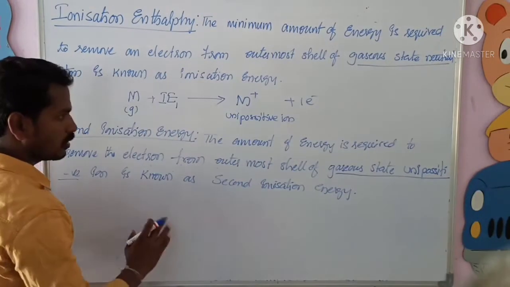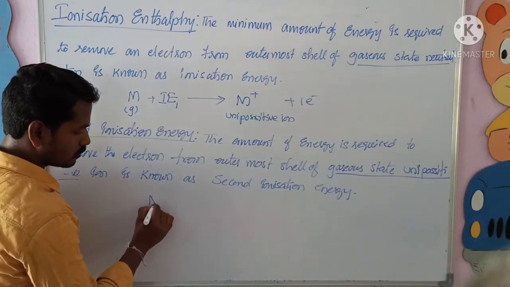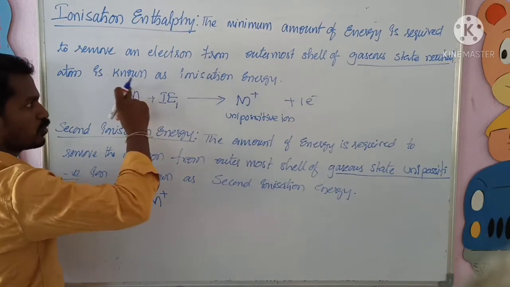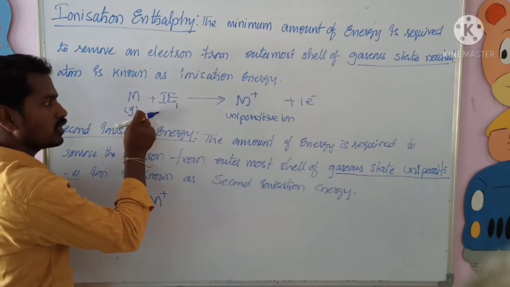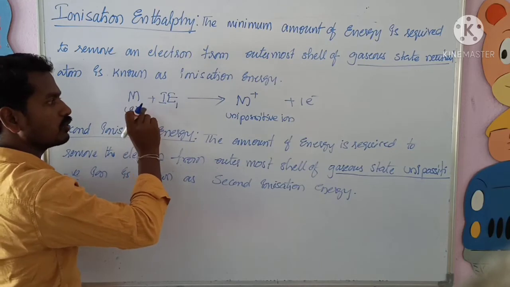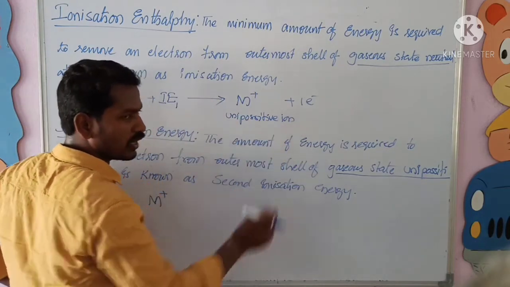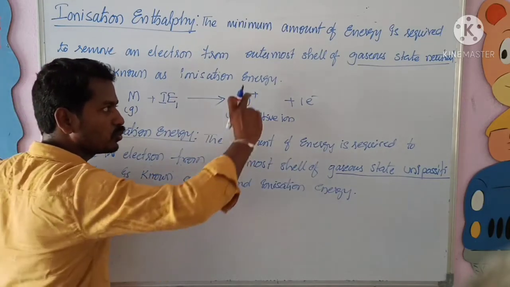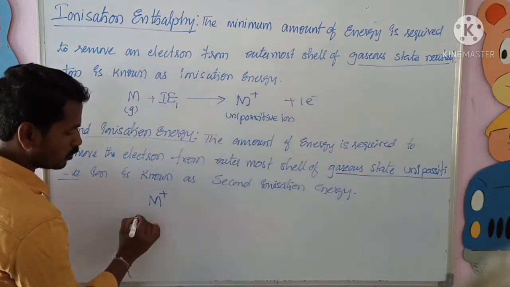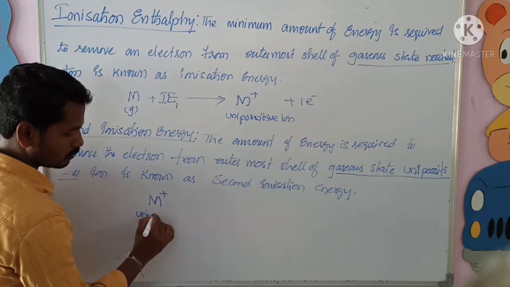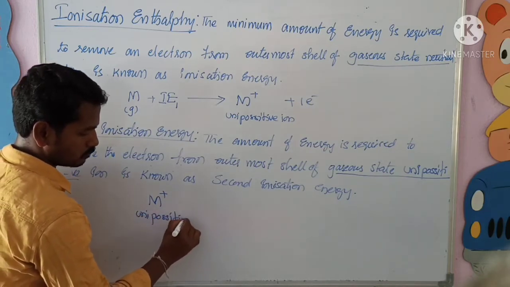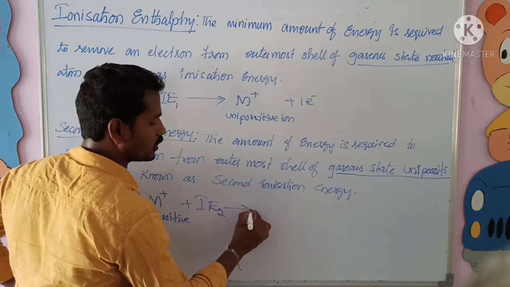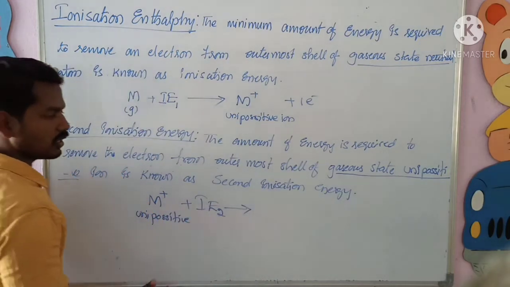When you write out the equational definition, for M, the first time you apply the energy on a gaseous state neutral atom, and it is converted into a unipositive ion. In the second case, you remove the electron from the unipositive ion. I am taking here the unipositive ion. You apply the energy for the second time, and that is called IE2, the second ionization energy.